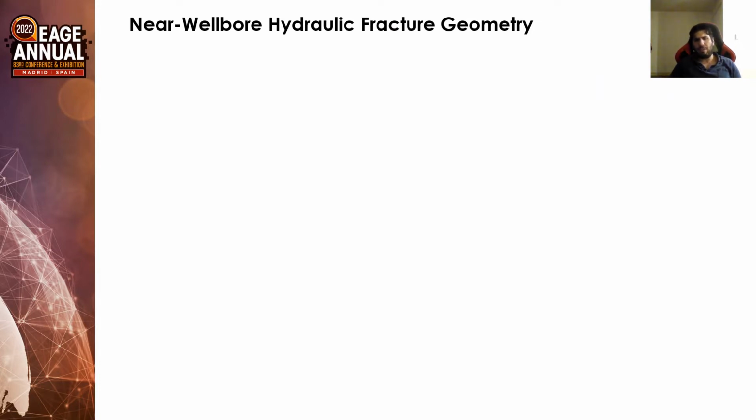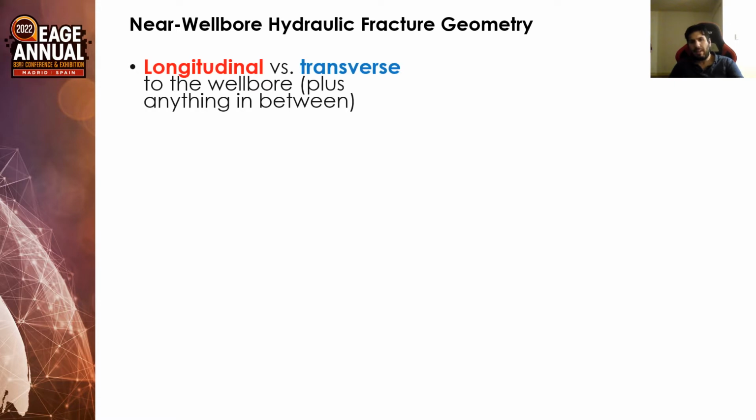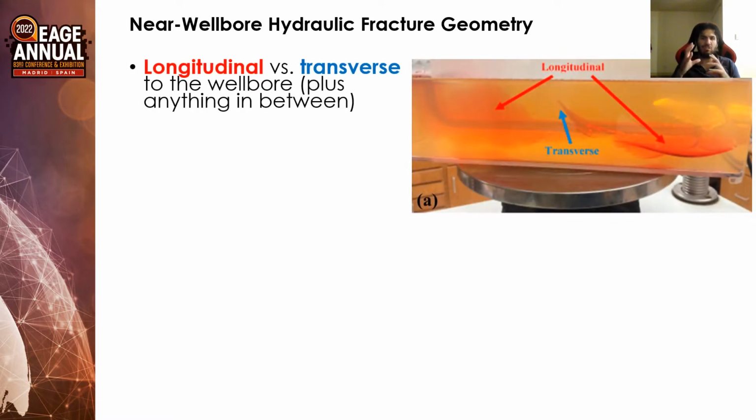The Near-Wellbore hydraulic fracture geometry is to a very big extent determined by the orientation at which the fracture initiates with respect to the wellbore. In this case, we are talking about horizontal wellbores, so the fracture can assume two extreme orientations. The first one is longitudinal to the wellbore, axial, in a plane axial with respect to the wellbore, and the second one is transverse, with a plane orthogonal or lateral with respect to the wellbore.